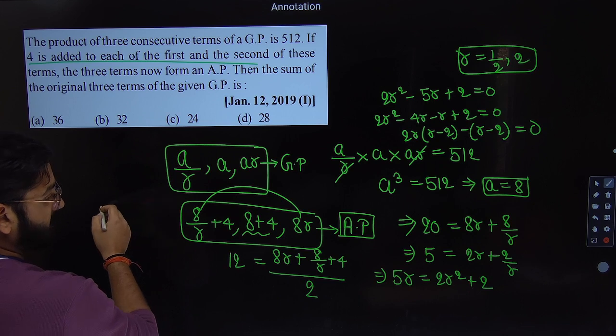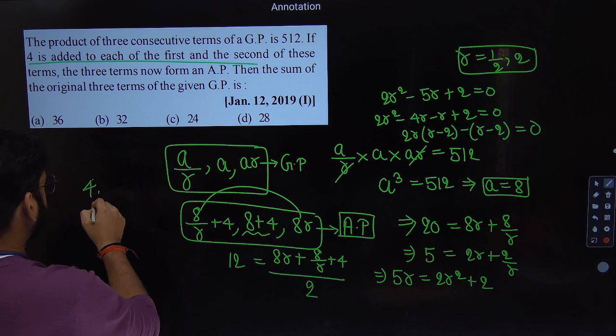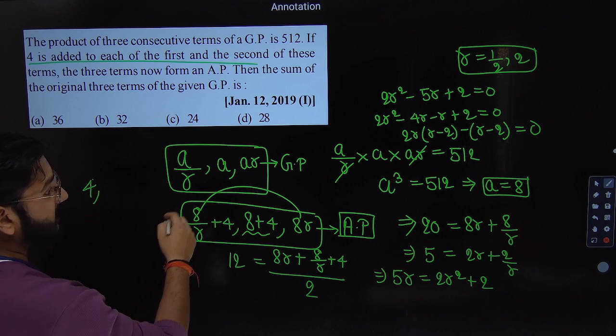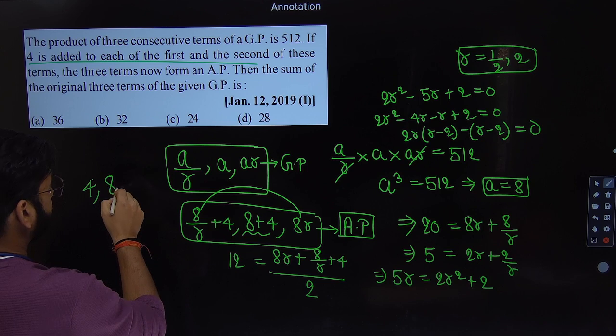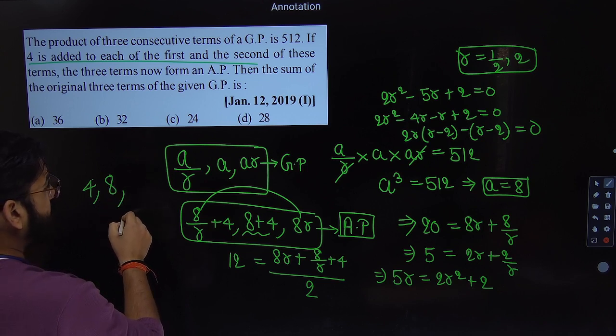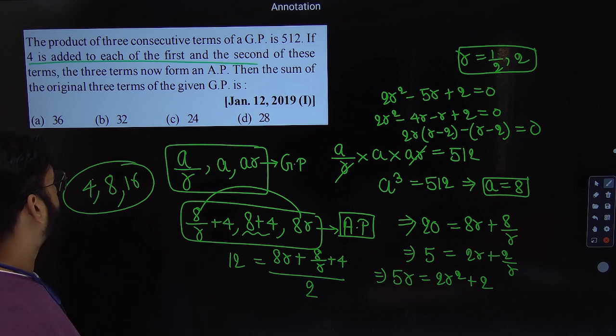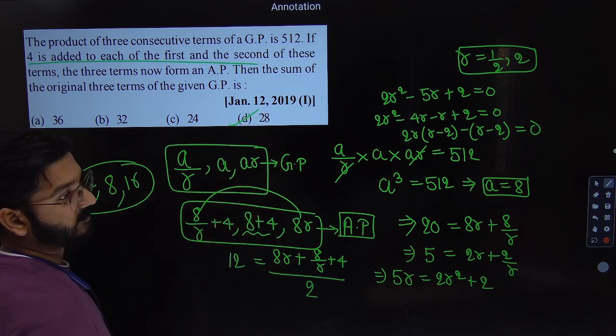So A by R, I'm taking 2. So 8 by 2, 4, right? And then A is how much? 8. And then 8 into 2, 16. So what is the answer? 20.